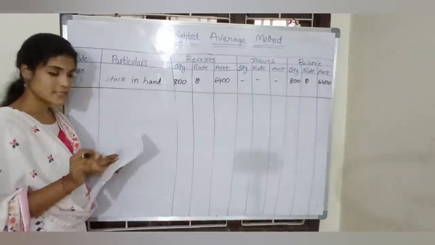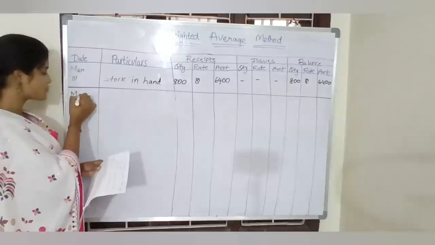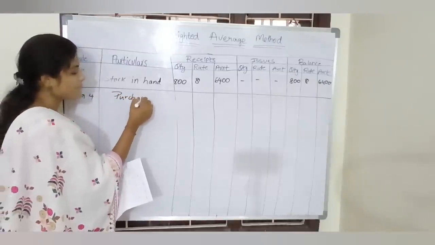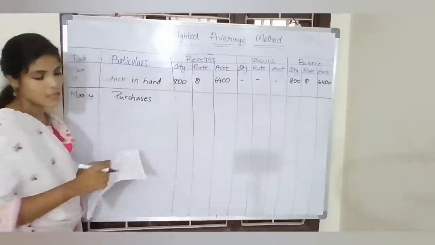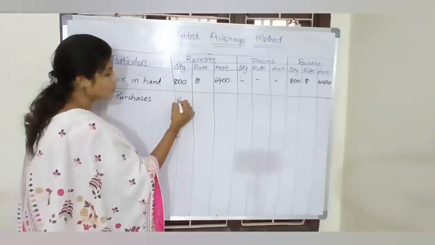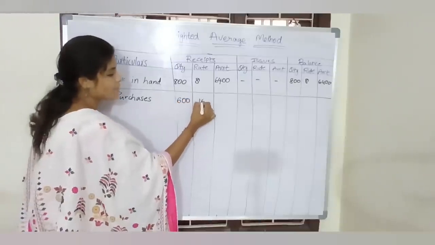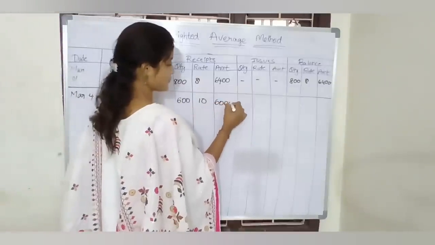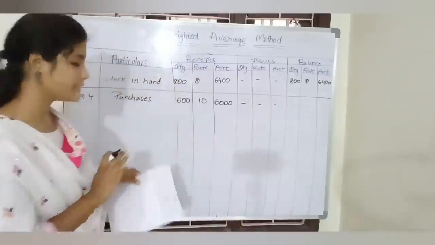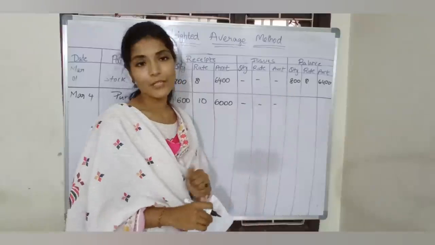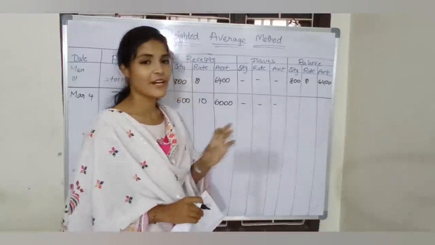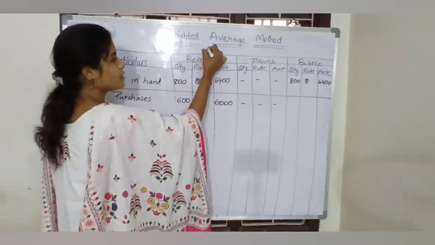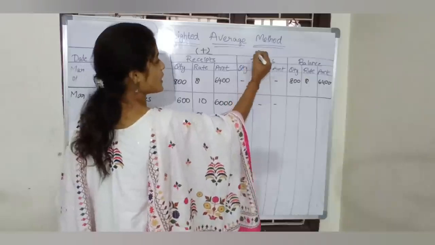After March 1st, they have mentioned March 4th. On March 4th you are having purchases. Purchases is nothing but receipts. For purchases they give the rate: 600 units, and the rate of each unit is 10. 600 into 10 is 6000. Issues, we are not having anything at that date. In LIFO and FIFO we would write 800 and 600 separately, but here you should not do like that. Simple thing: receipts means you need to add it, and issues means you need to deduct it.